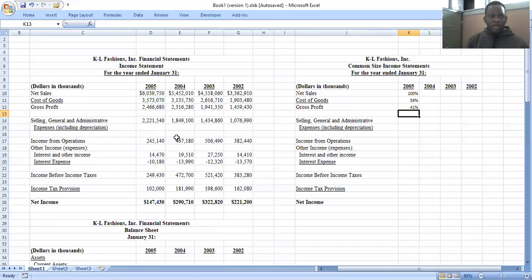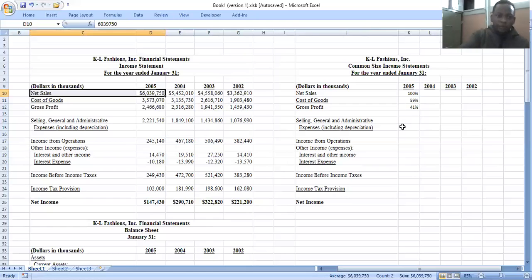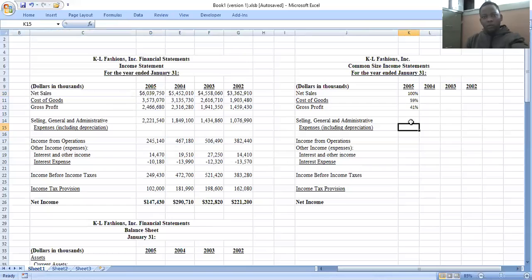And then for selling and general expenses, the common size ratio is equal to the selling, general and administrative expenses divided by the net sales. That is 2.221 million divided by 6 million. The common size ratio of selling and general expenses is 7%.